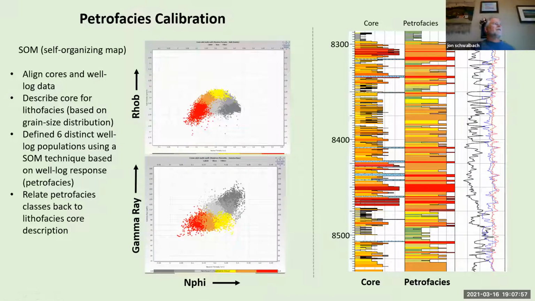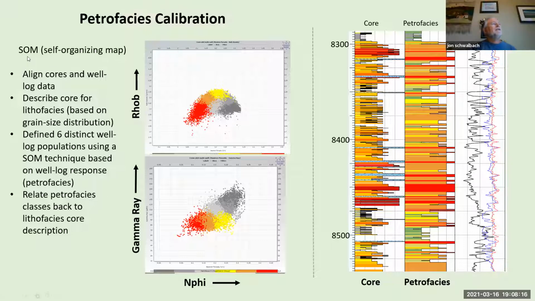But the big piece that we're going to talk about here is how we calibrate the well logs to the core. So here, we're going to define what we call petrofacies, which are basically facies defined from the petrophysical data.